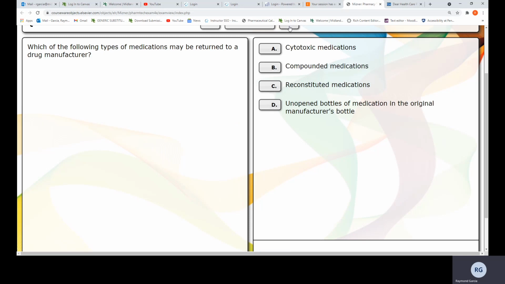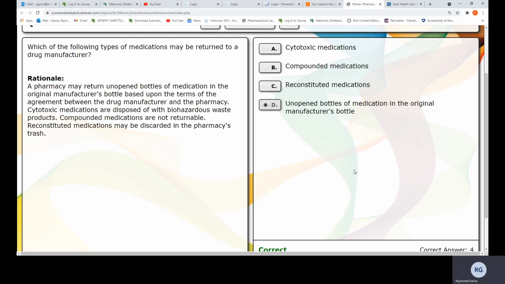All right, next one. Which of the following types of medications may be returned to a drug manufacturer? Cytotoxic medications, compounded medications, reconstituted medications, unopened bottles of medications in the original manufacturer's bottle. That's my guess.